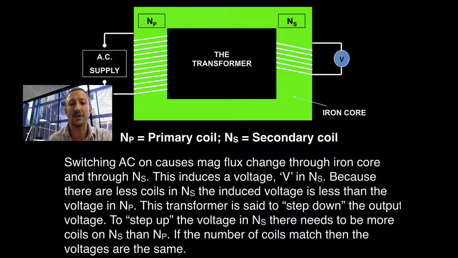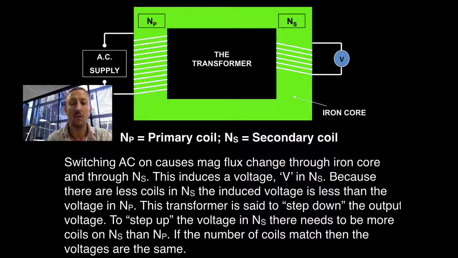Now you will also notice that basically we've got different numbers of coils. You can see the primary coil on the left hand side has got more white lines than the secondary coil on the right hand side. This means that on the right hand side, fewer electrons are going to be subjected to the change in magnetic field. If there are fewer electrons subjected to the magnetic field, there's going to be less EMF produced, and as a result, the voltage is going to be smaller.